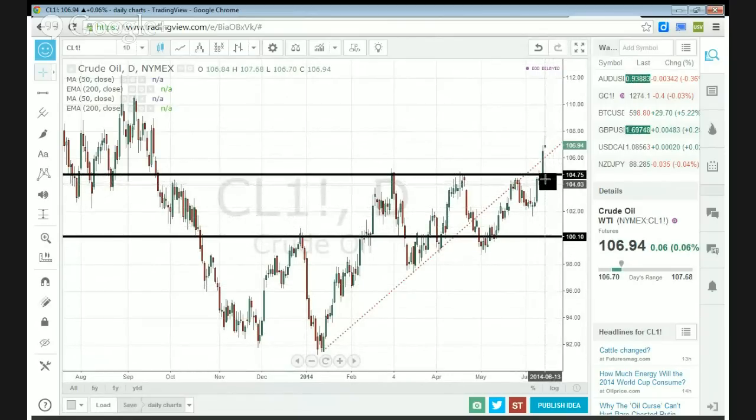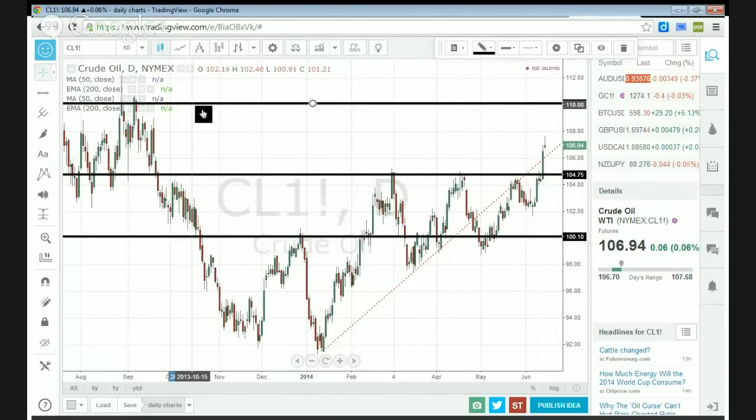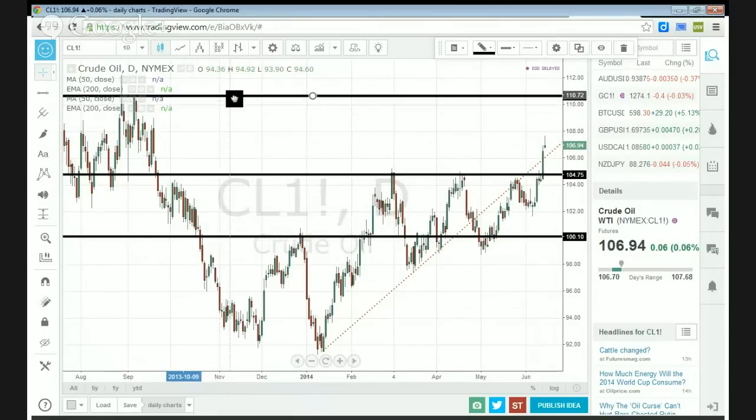Technically, we are above this key resistance level, 104.75. So what's the next key level? It might be up here, right? That's my hunch, at least, 110.08. It might even go higher. If I were to put a profit target, I'd probably go here, 110.60. That's sort of how I see this interesting breakout on oil. Again, I'm not in that trade either.